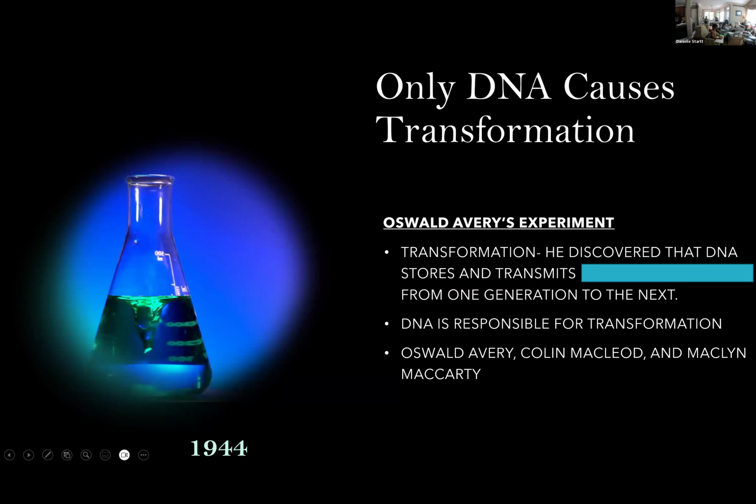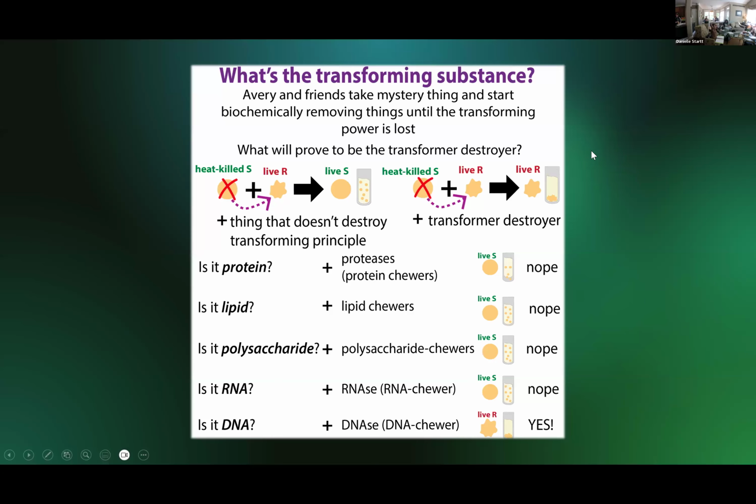Truthfully, this involved more than Oswald Avery, though he's the one that gets most of the credit these days. So his transformation, he discovered that DNA stores and transmits what you get, Barrett? Yeah, genetic information from one generation to the next, and that DNA is responsible for transformation. And Oswald Avery, Colin MacLeod, and Macklin McCarty, where do you suppose those guys were from? McDonald's. Scotland, right? These are some Scottish dudes.